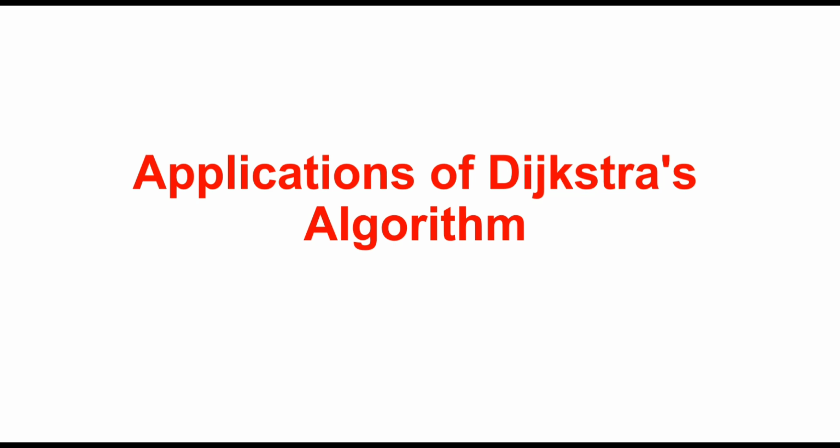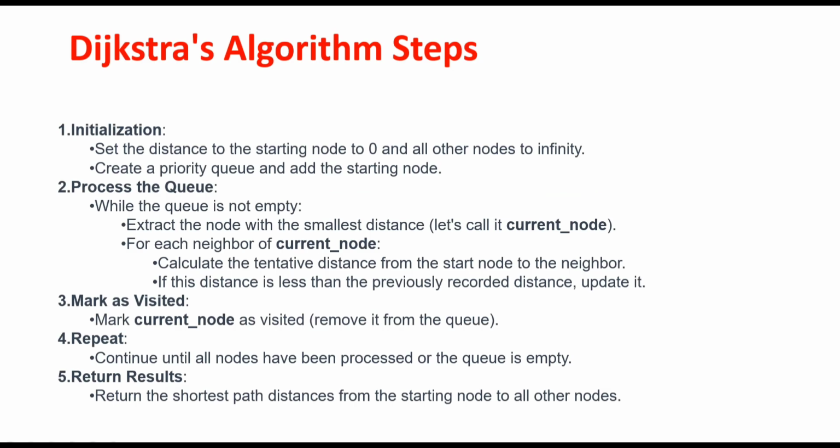Next is how this algorithm works, and these are the algorithm steps. First, initialize: set the distance to the starting node to 0 and all other nodes to infinity. Next, create a priority queue and add the starting node. These are the initialization steps. Next, process the queue. While the queue is not empty, extract the node with the smallest distance; let's call it the current node. For each neighbor of the current node, calculate the tentative distance from the start node to the neighbor. If this distance is less than the previously recorded distance, then update it.